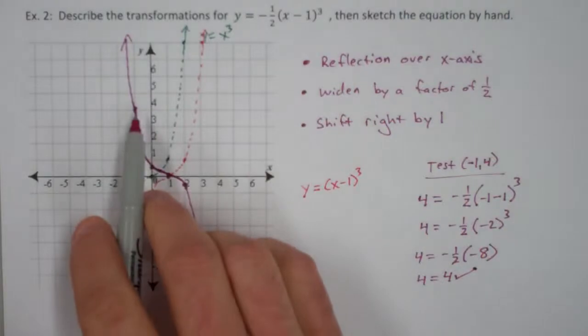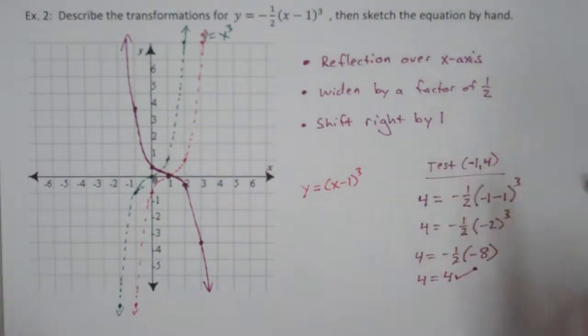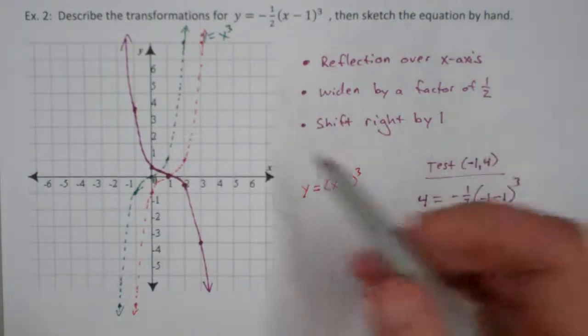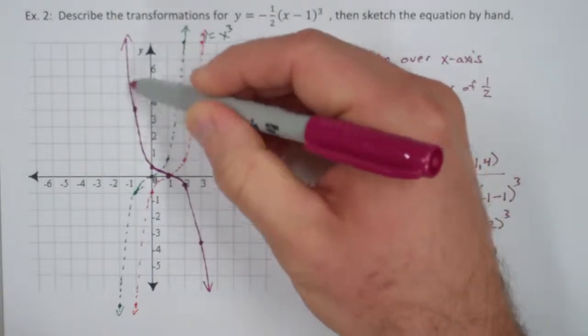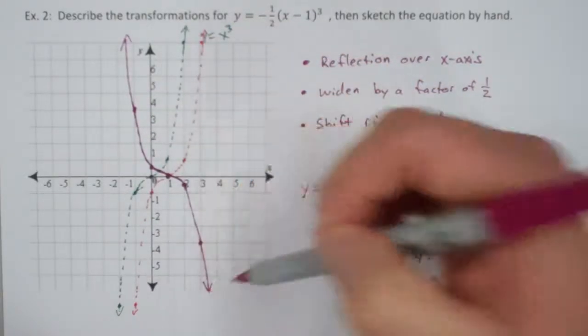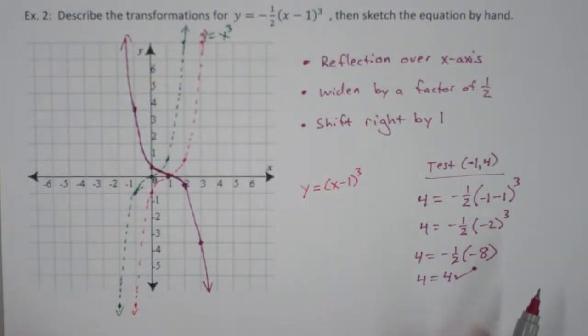So we know that this point is a solution. And when we graph an equation, all we're doing is graphing all the solutions. So you should be able to pick any point on this curve right here, this purple graph, and it should make this equation up on the top there true.